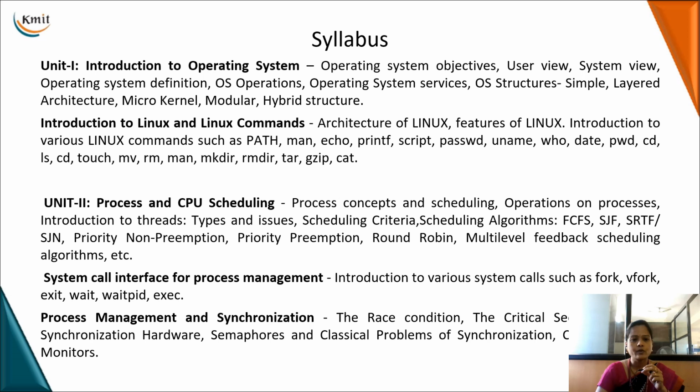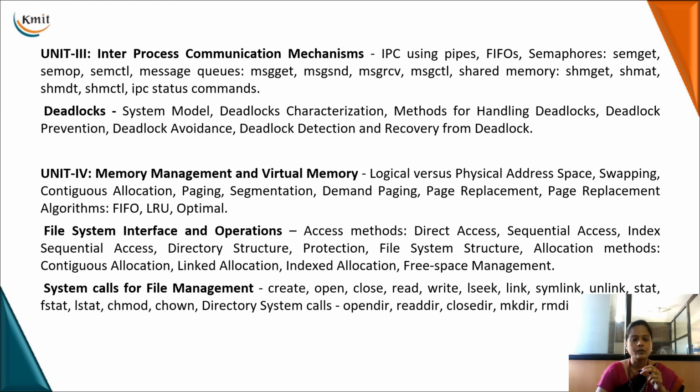In Unit 2, we go for process and CPU scheduling, where we'll see what are different types of scheduling algorithms that are to be used, various system calls for process management, and synchronization. As we move on to the third unit, we'll deal with inter-process communication and the deadlocks that are to be taken care when we have multiple processes.